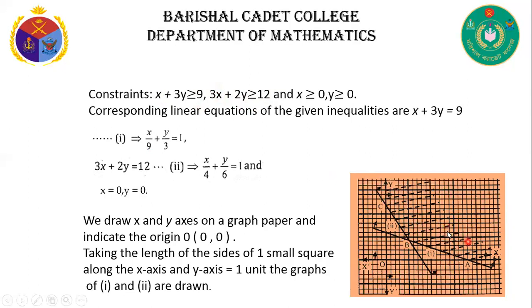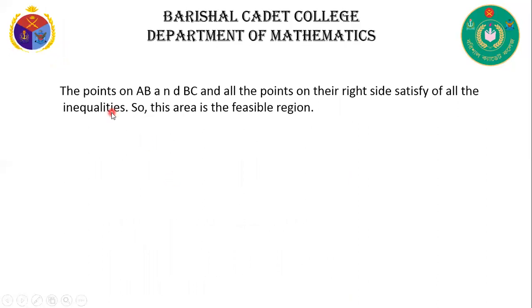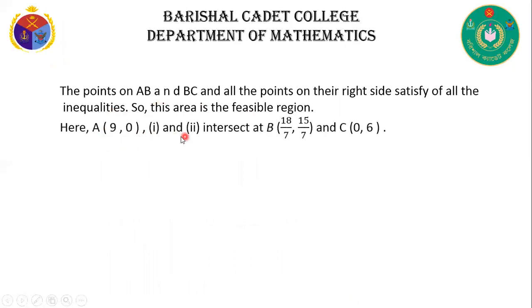Now let us try to find the feasible region, that means the region satisfying all the inequalities. Here you see this is the direction, and this is our feasible region. The corner points or vertices are A, B and C. Point A is 9, 0, B is 18 by 7 and 15 by 7, and C is 0, 6.